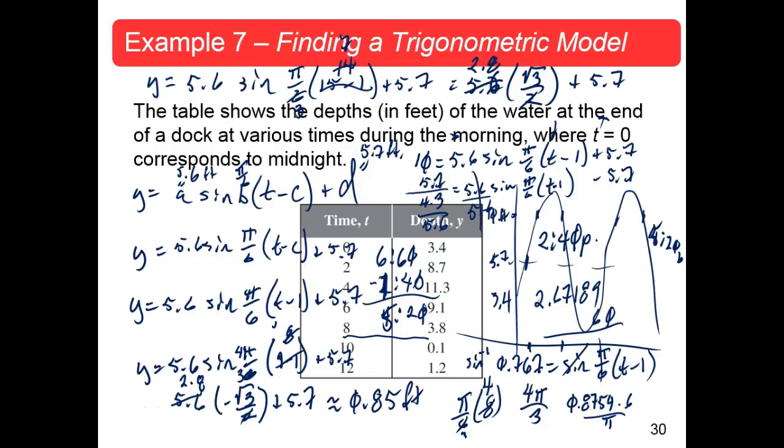And number 4. For the function y is equal to d plus a cosine bx minus c, d represents the blank blank of the graph of the function. Vertical shift, you got it.